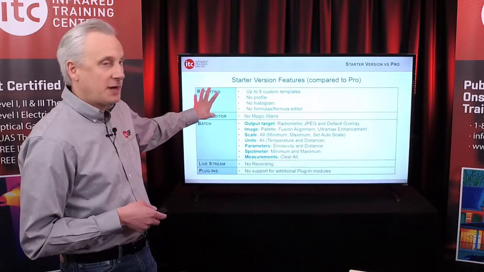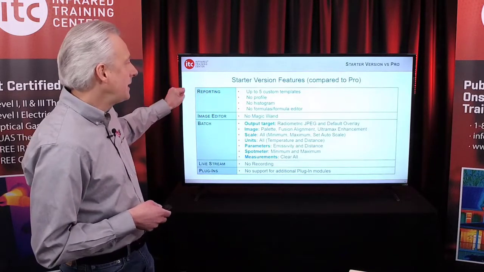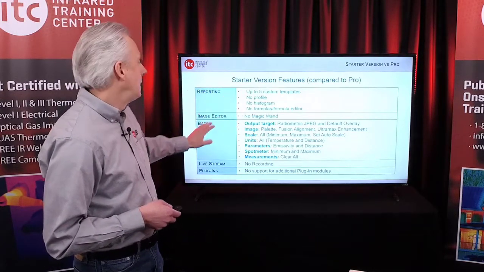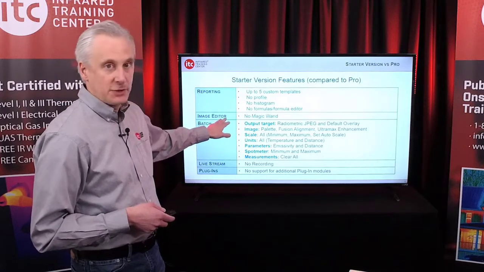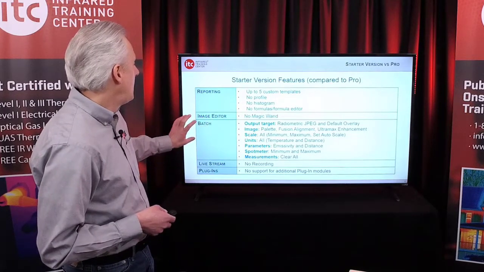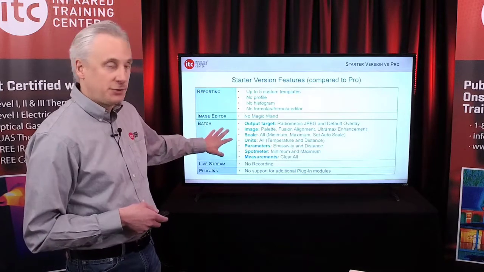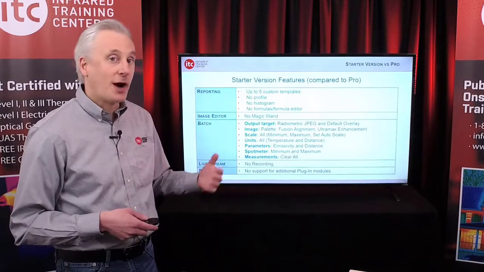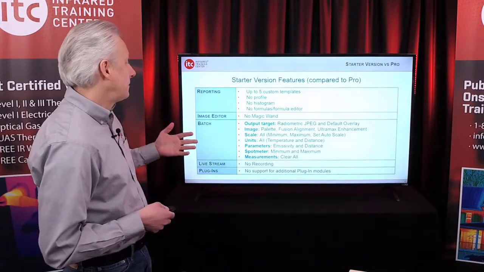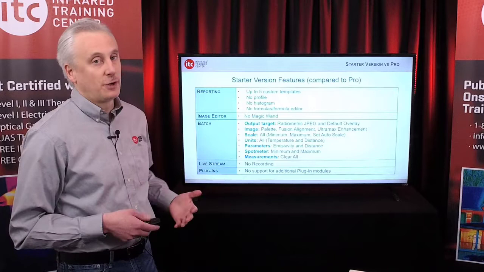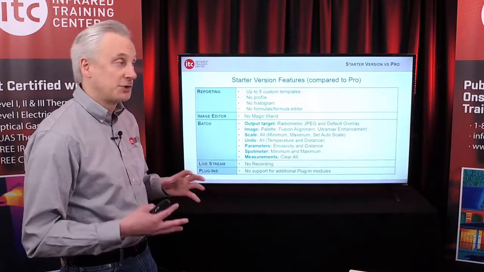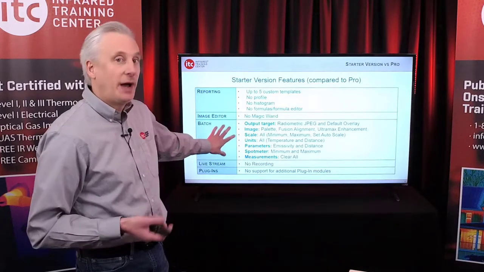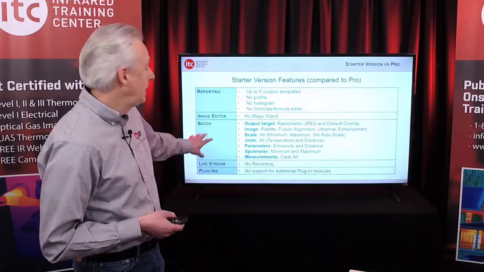But Starter allows you to create templates. It may work fine for you unless you need these specific features. There is no magic wand feature in the image editor. The batch functions are limited to what's listed here. If you've looked at the features or tried the demo for Pro, you've probably noticed there are a ton of batch functions that you can combine. It's a very versatile tool. With Starter, this is what you have basically, so it is fairly limited.